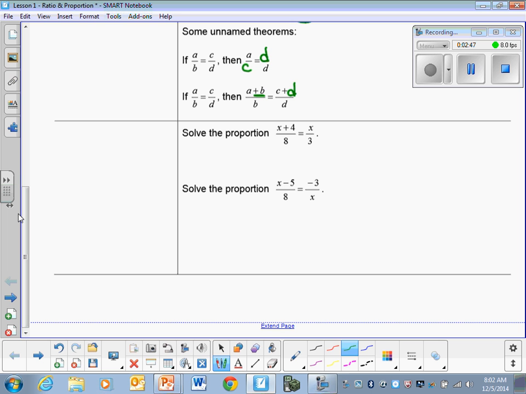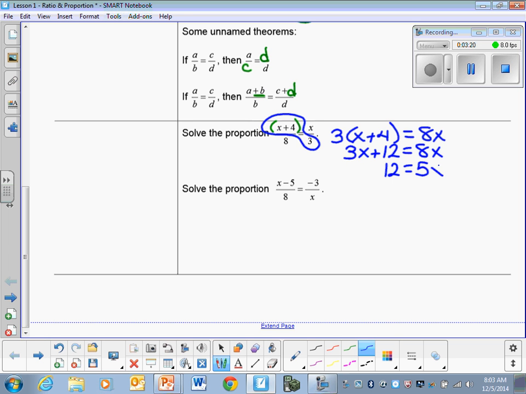So let's do some practice. If you remember from elementary school, when you have a proportion, you cross multiply. Now be careful when there's adding and subtracting in your proportion. Put parentheses around that adding and subtracting before you cross multiply, because this is 3 times the quantity of x plus 4. That equals 8 times x. Then you have to distribute. Then subtract the 3x, and x will equal 12 fifths. No decimals.